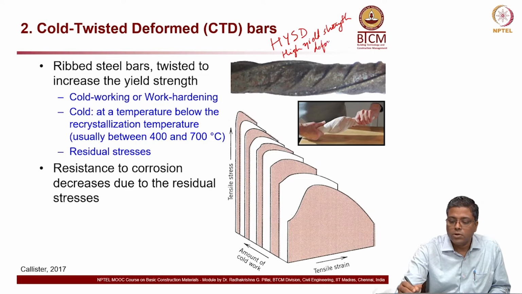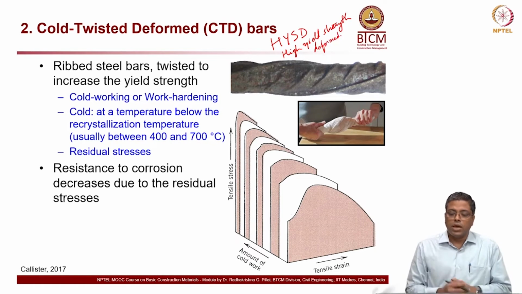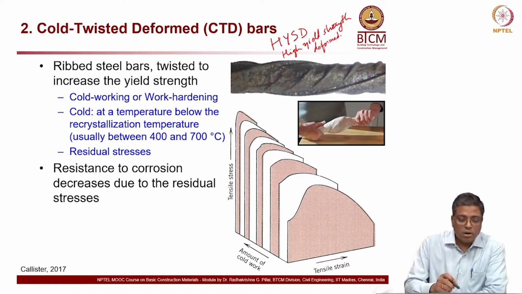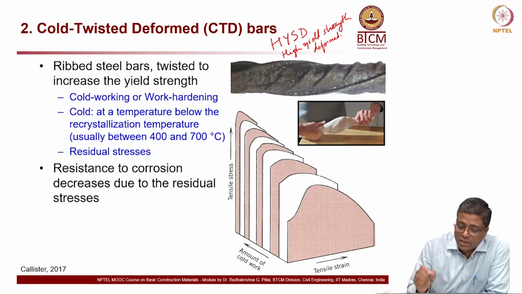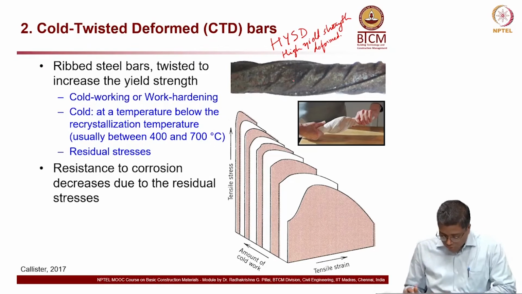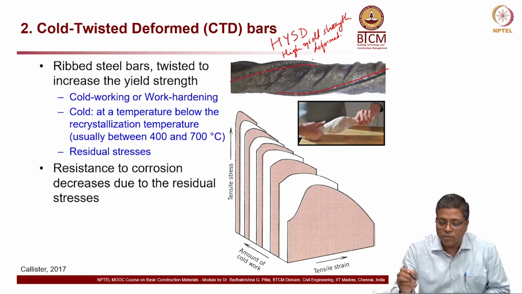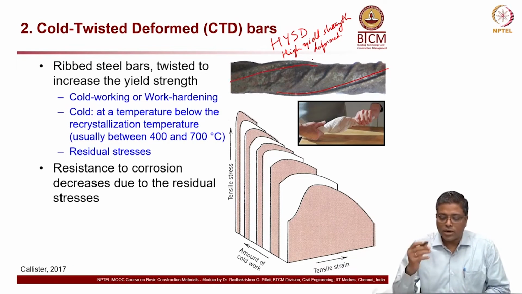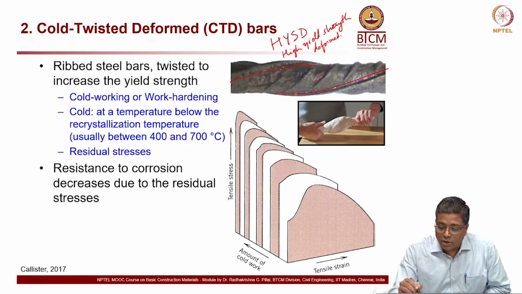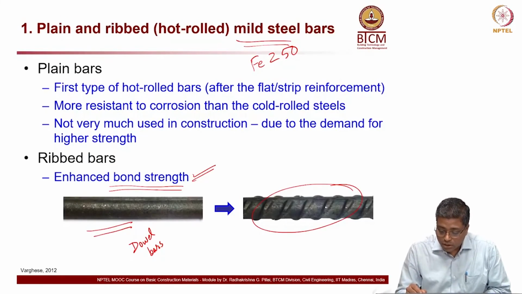It's also sometimes called HYSD, high yield strength deformed. Okay, HYSD rebars. Now you can see there is a difference in the rib pattern on this and the one I showed in the previous slide. Here you see what I kind of call a seam, like in a cricket ball, right? And then you have ribs here. These are the ribs.